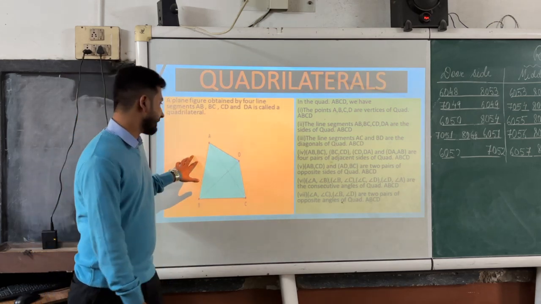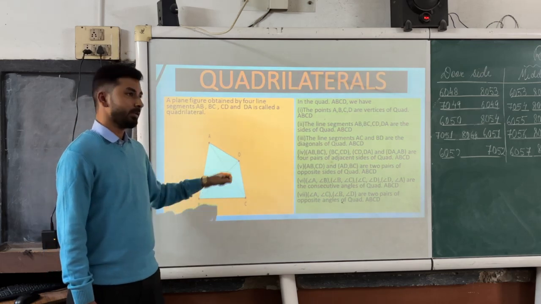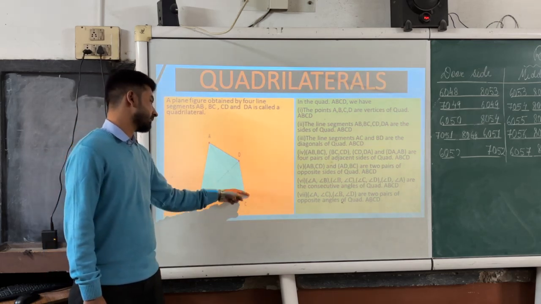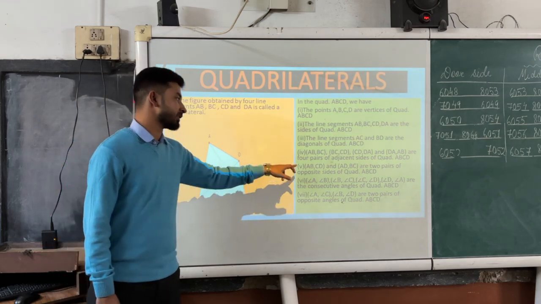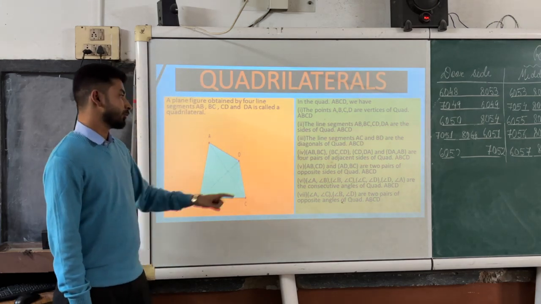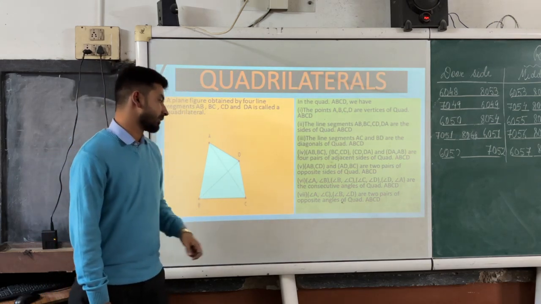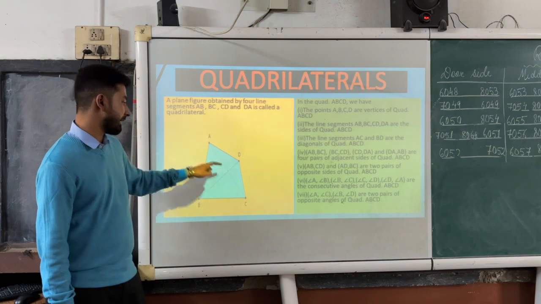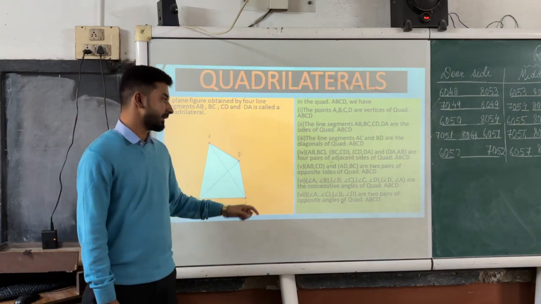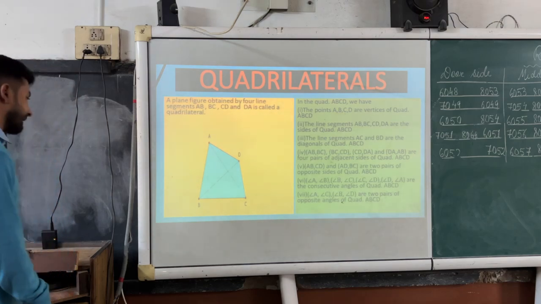So what we have learned is that a quadrilateral has four vertices, four sides, four interior angles, four pairs of adjacent sides, two pairs of opposite sides, four pairs of consecutive angles or the adjacent angles, and the two pairs of opposite angles, angle A, angle C, and angle B and angle D. Now, let us quickly learn about the angle sum property of a quadrilateral.